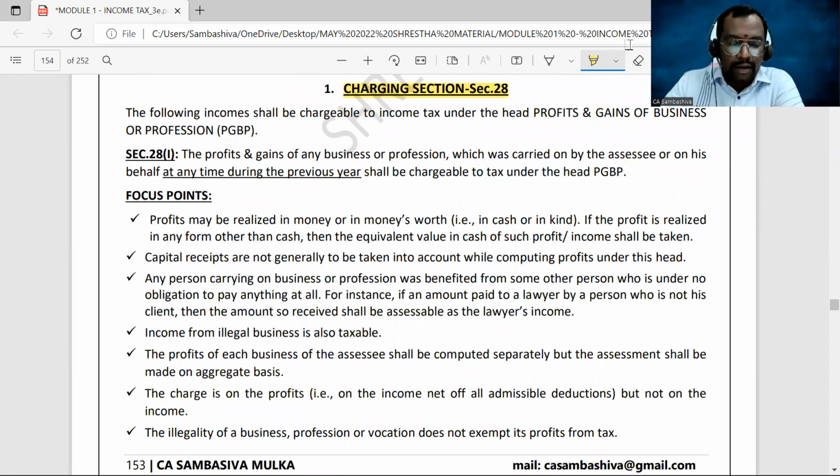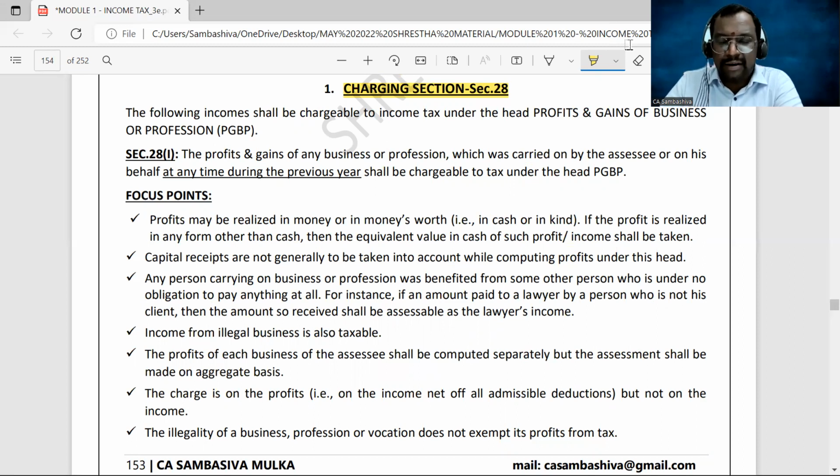Right, sir. So far we have completed 3 heads. Income from house property: what is the charging section? Section 22. It starts with the words, the annual value of any property comprising of buildings and lands appertaining thereto, taxable under the head income from house property. It's a matter of 2 to 3 lines, and we have taken hardly 1 hour to complete that particular charging section.